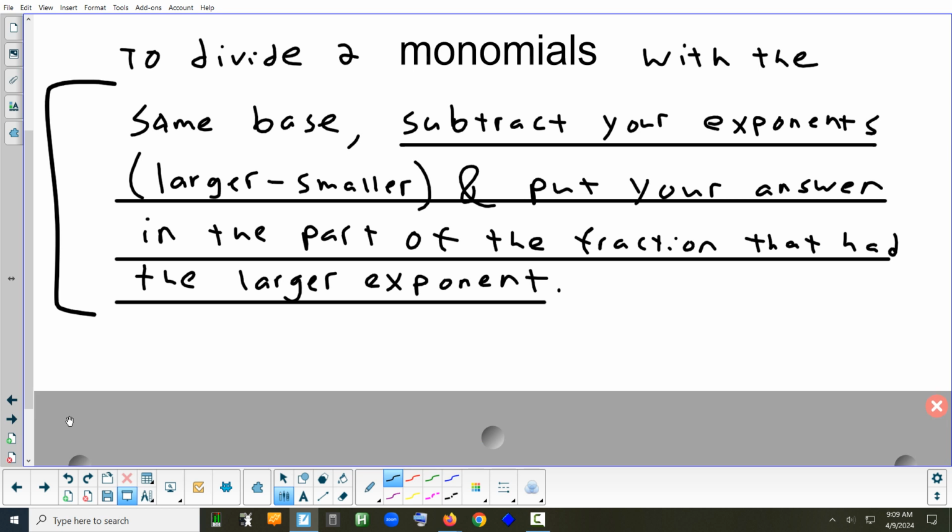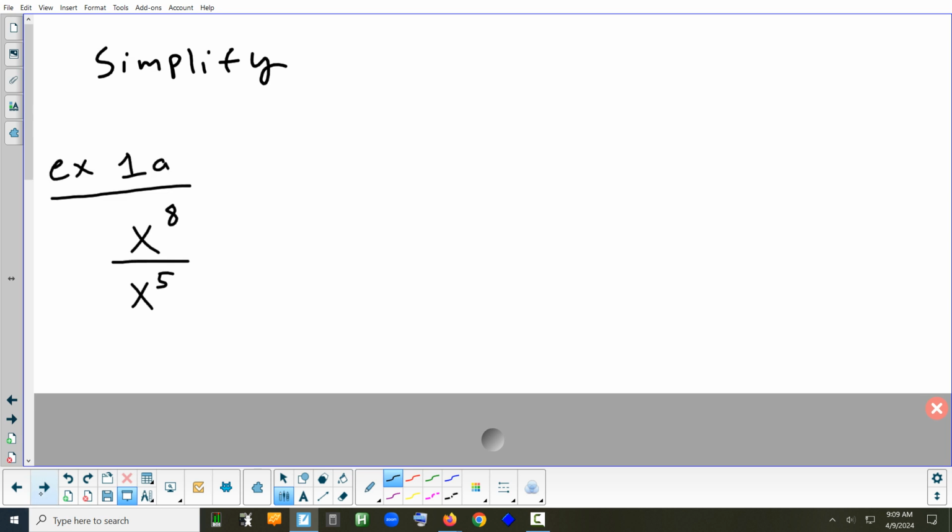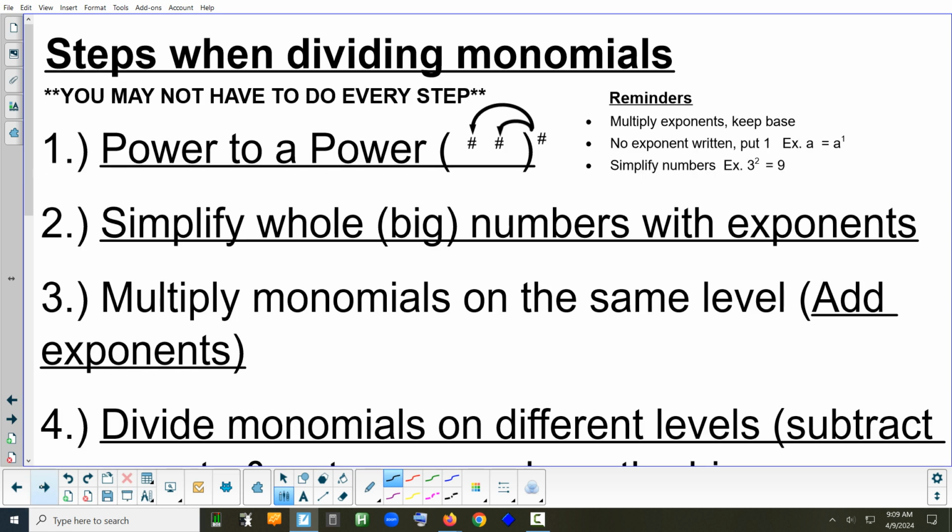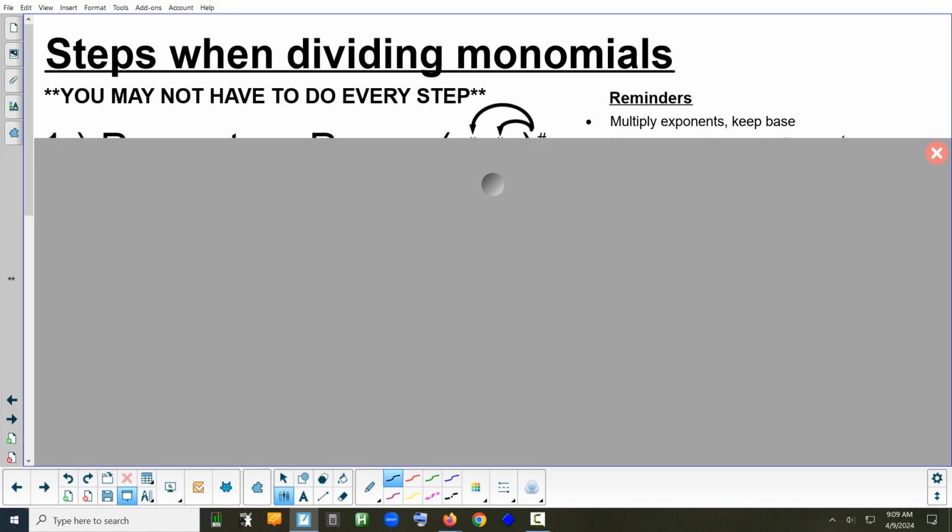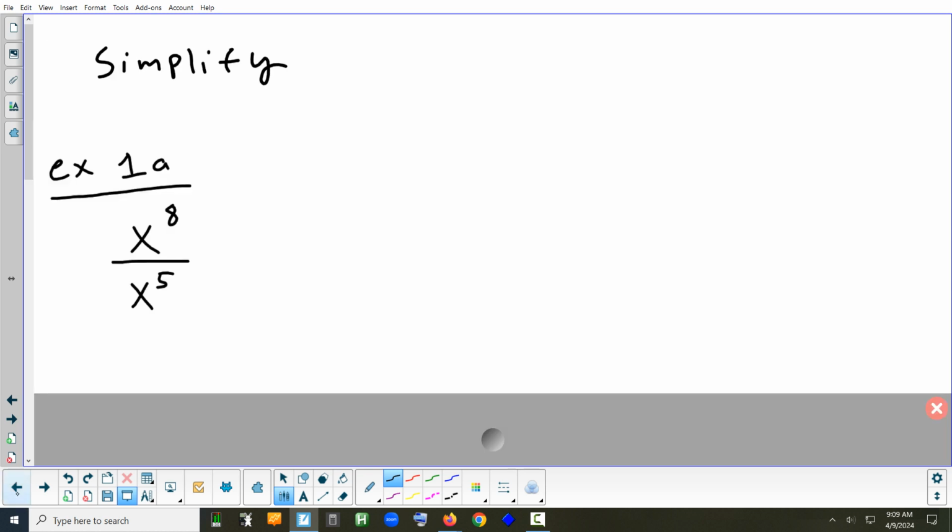Okay, so now what we're going to look at is how does this rule fit into the rules we learned yesterday? That's going to be the last thing that we're going to write down for steps today. So we'll practice a few more, and then we'll get into combining it with the rules from yesterday.